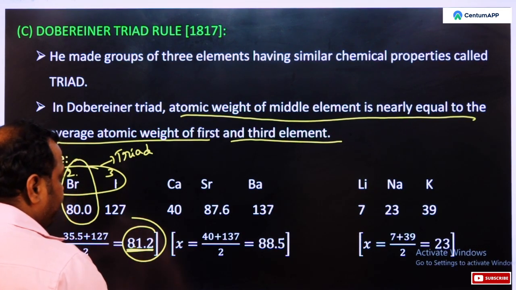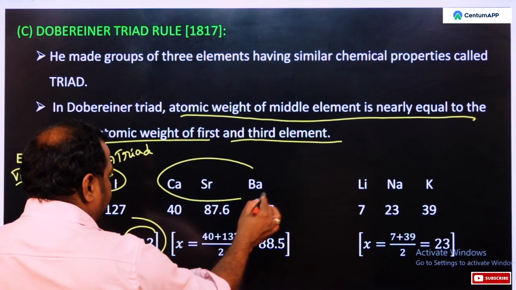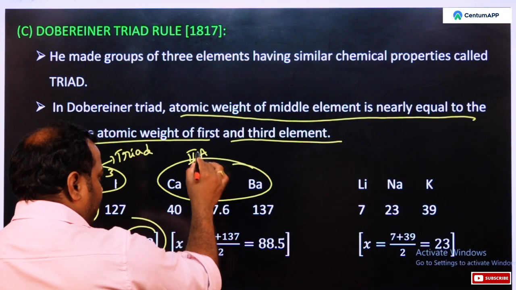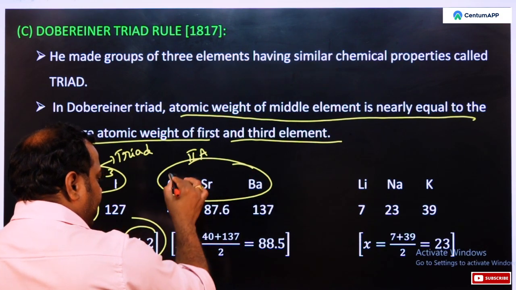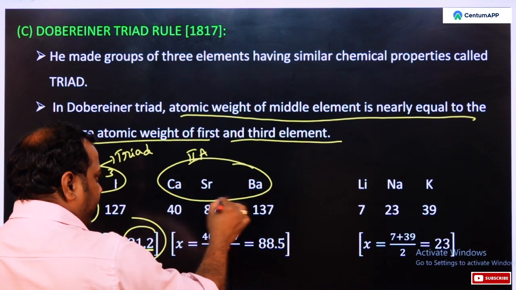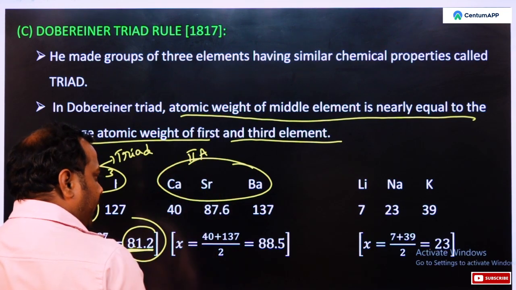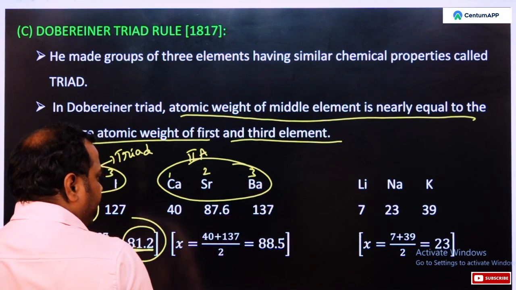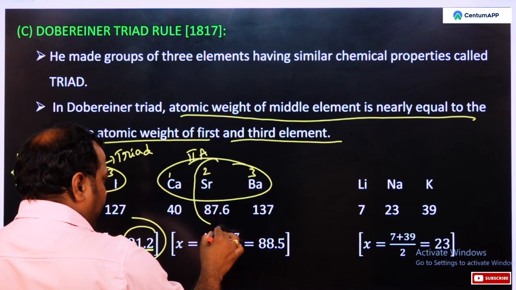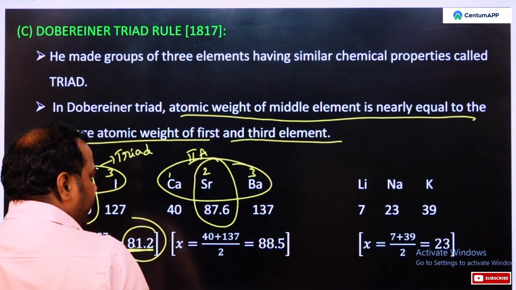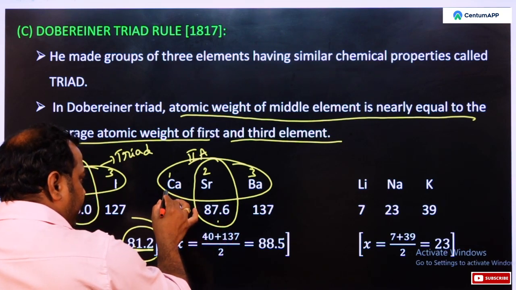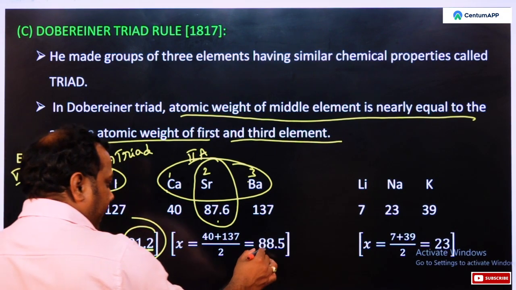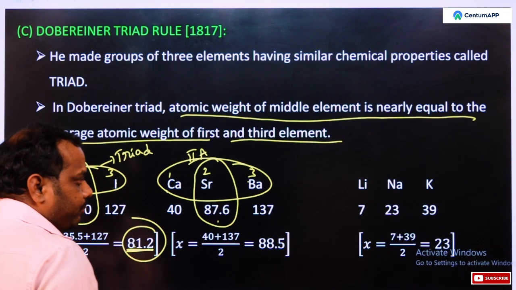Next, one more example. A group of three elements, this is the second A group elements. A group of three elements having similar properties is called a triad. This is the first element, second element, third element. The atomic weight of the second element is nearly equal to the average of the first and third element. That value is 88.5, a near value.